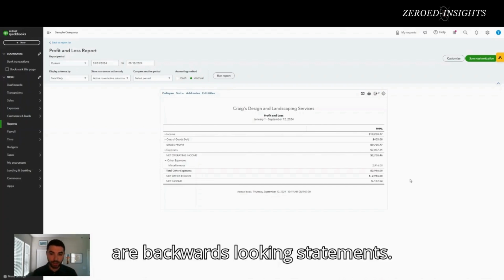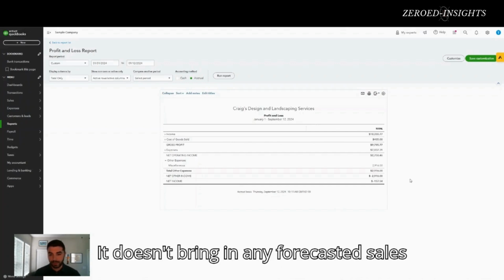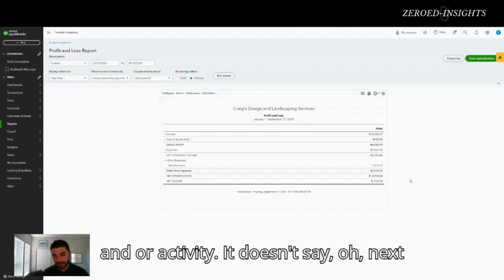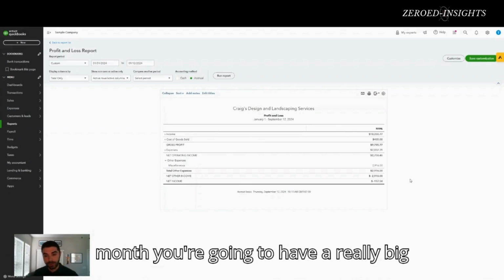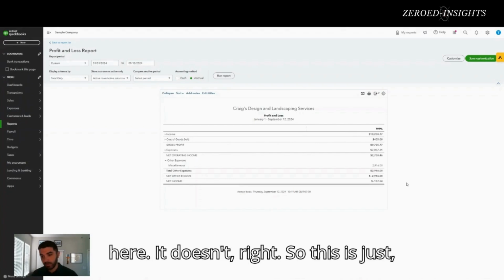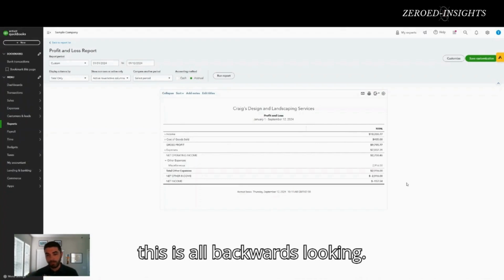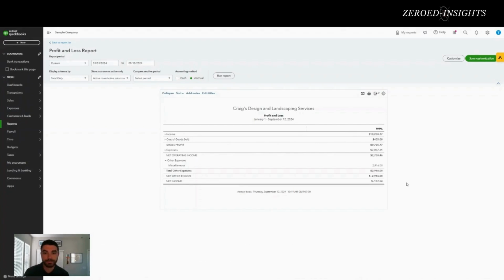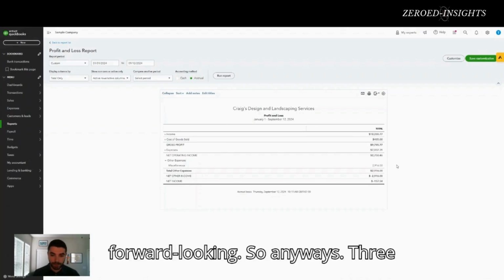Both of these are backwards looking statements. It doesn't bring in any forecasted sales or activity. It doesn't say, oh, next month you're going to have a really big sale, so we have to include that in here. It doesn't, right? So this is all backwards looking. That's more of a finance thing to look forward looking.